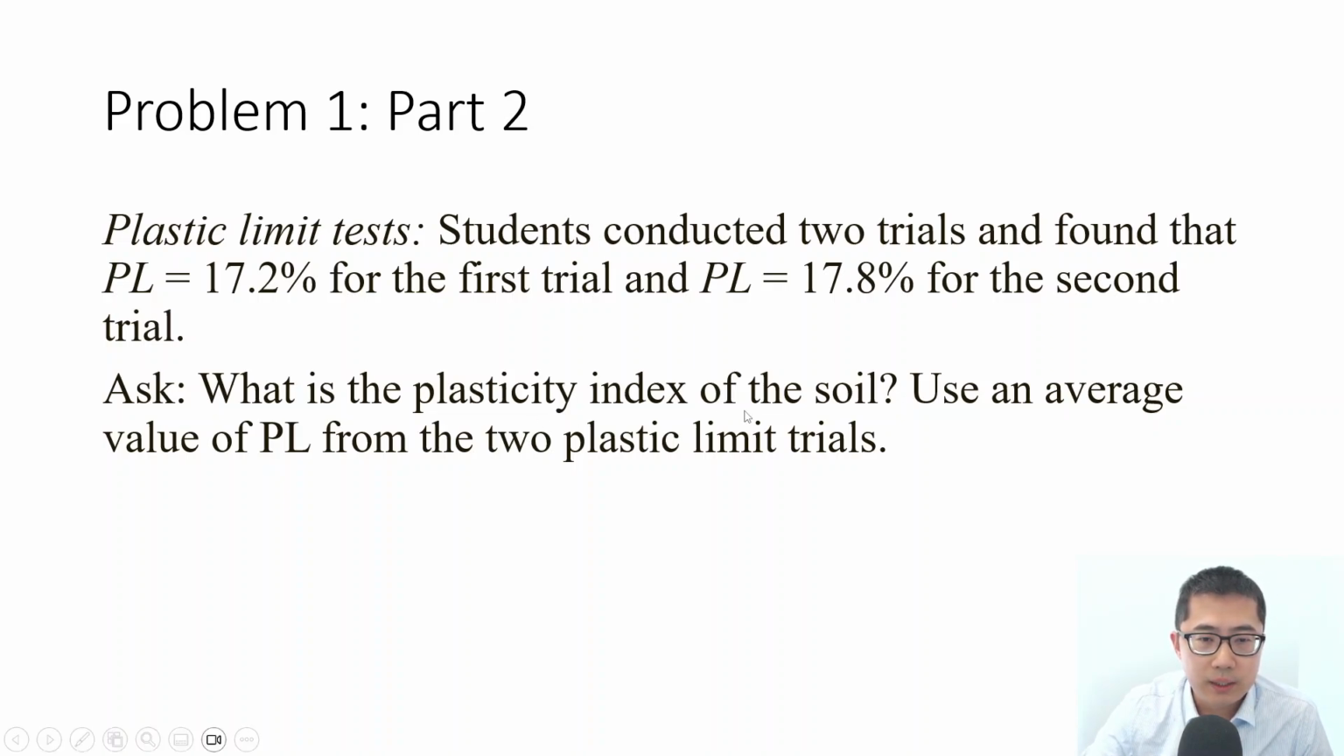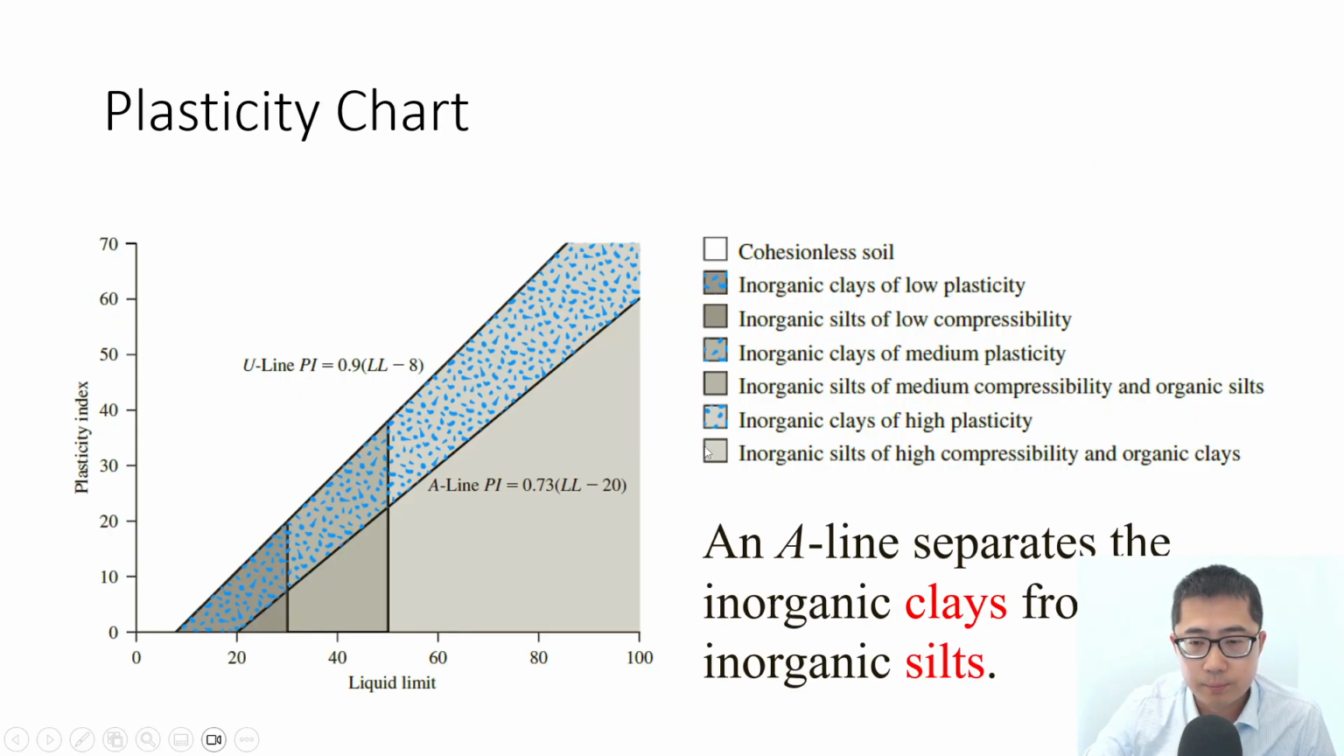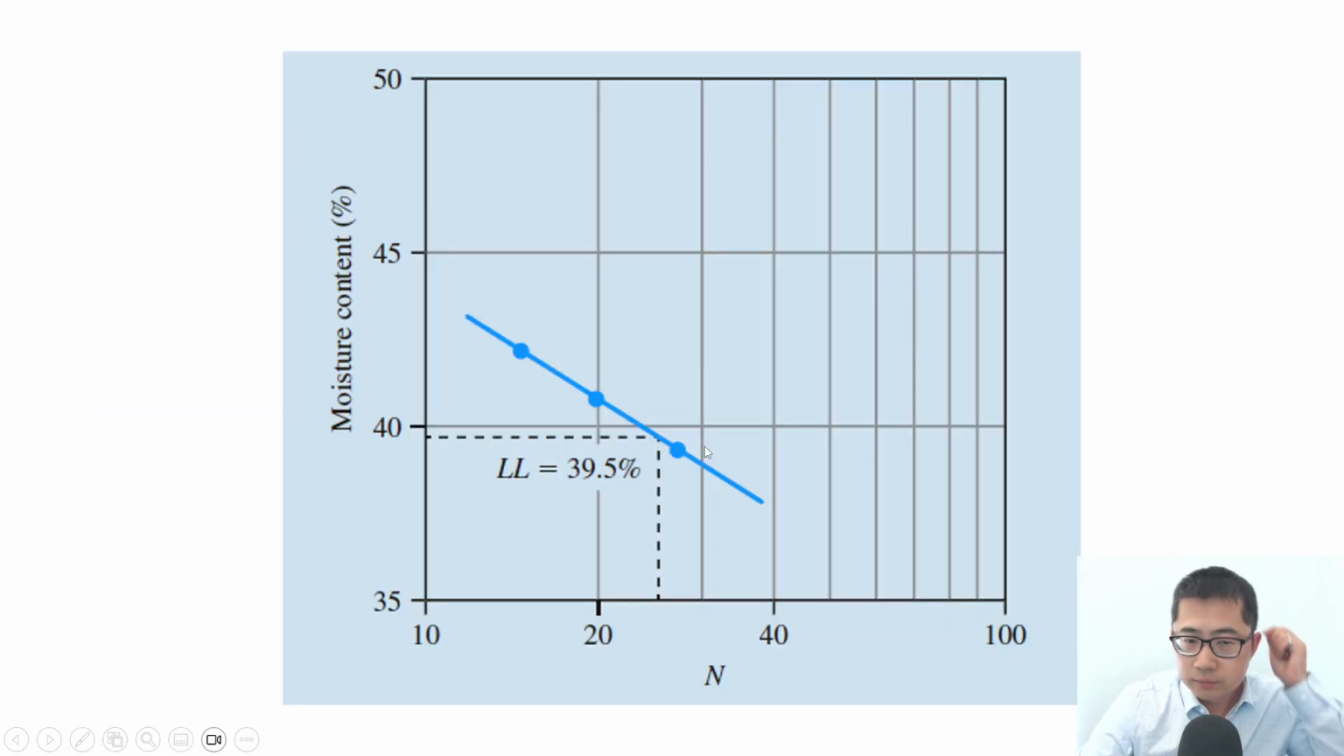And what about the PI? Well, the PI is the difference between PL and LL, right? So if you come back to this, our LL is 39.5. So the PI is basically 39.5 minus 17.5. You're going to have a 22 of PI. So your PI is going to be 22.